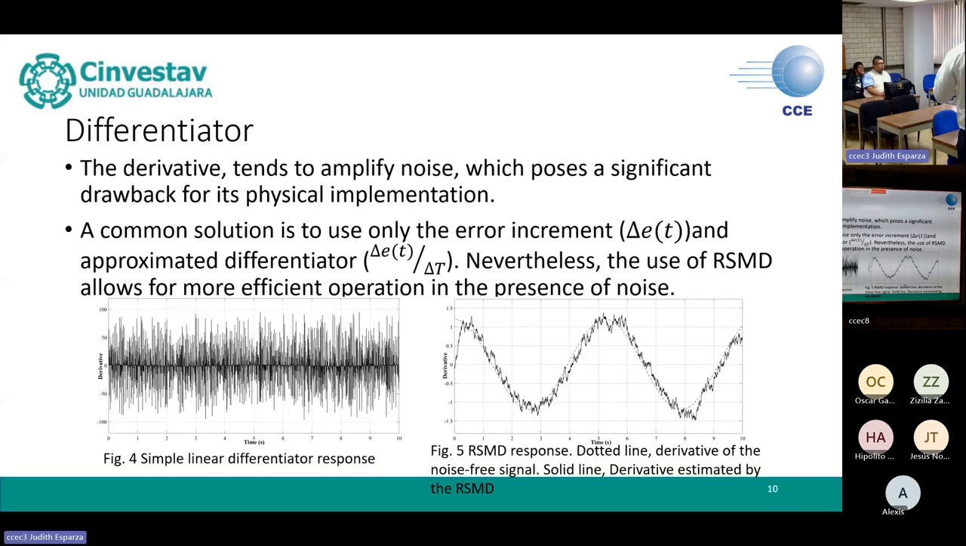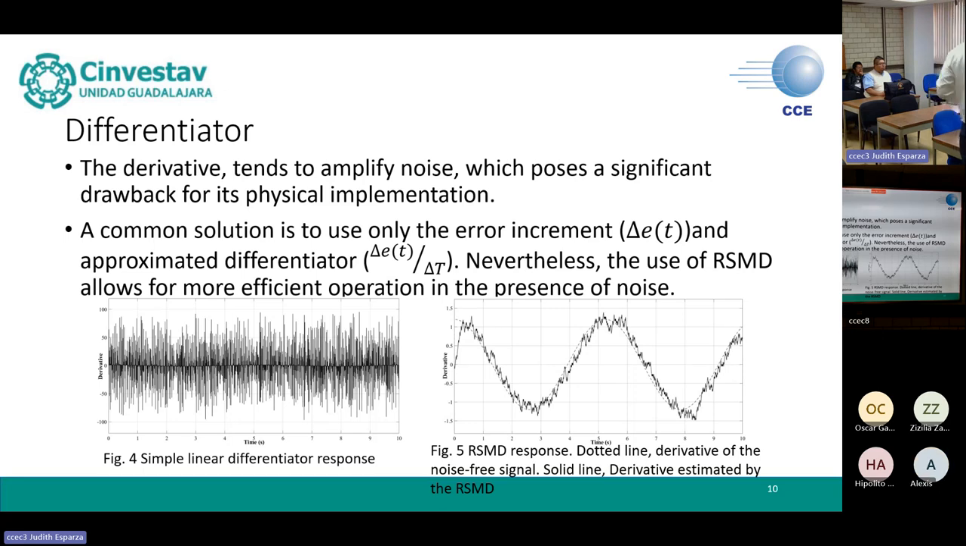A common solution is to use only an error increment and approximate differentiator or linear differentiator. Nevertheless, the use of the RSMD allows for more effective operation in the presence of noise. For example, in figure 4, we add a sine signal with noise, but the derivative amplifies the noise, so it's difficult to see the signal. In the case of the RSMD response, some noise remains, but you can see the signal more clearly. And this is very good for the physical implementation because we have a lot of noise in our systems.